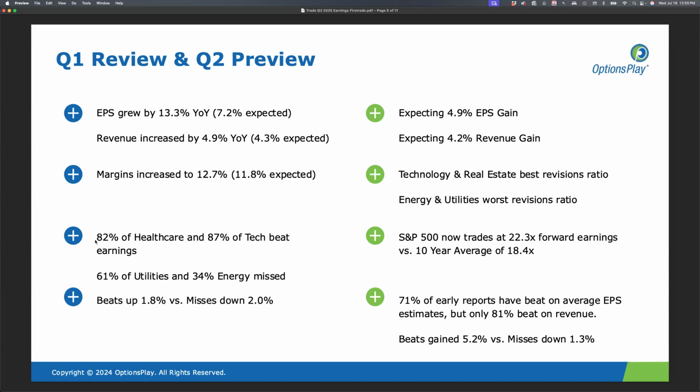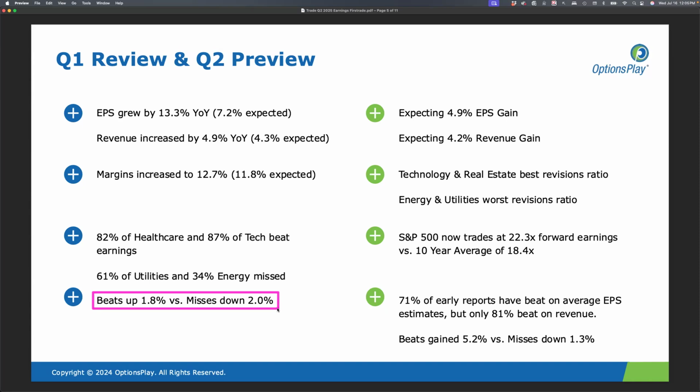We saw 82% of healthcare and 87% of tech beat earnings, while 64% of utilities and 34% of energy stocks missed on earnings. So we continue to see utilities and energy trade near the bottom of the sectors, versus sectors like healthcare, technology, and consumer discretionary, which continue to outperform in this particular market. And what was, in my opinion, most encouraging was the fact that stocks that beat on earnings saw a pretty significant move to the upside, and stocks that missed on earnings saw a pretty significant move to the downside, but it was very well balanced.